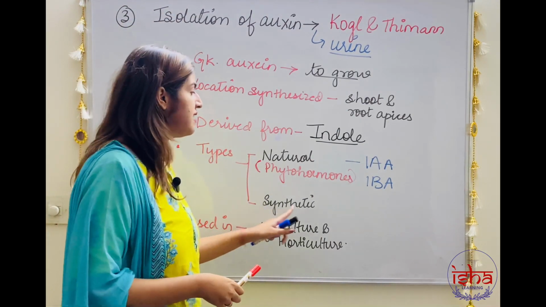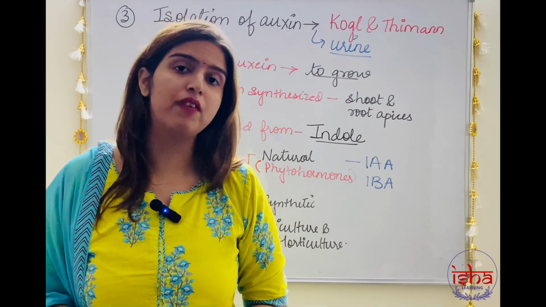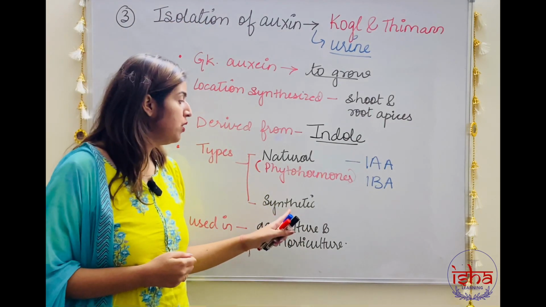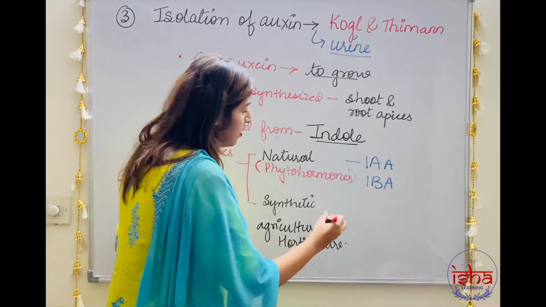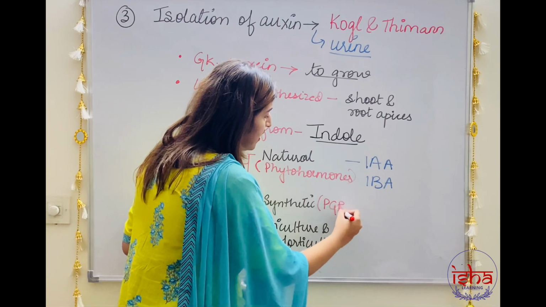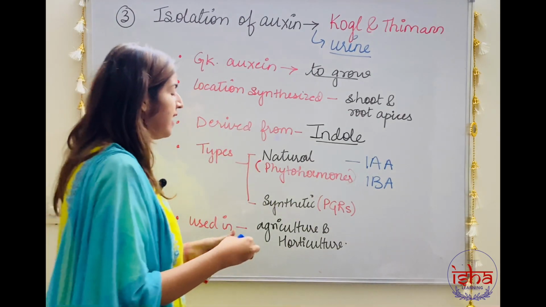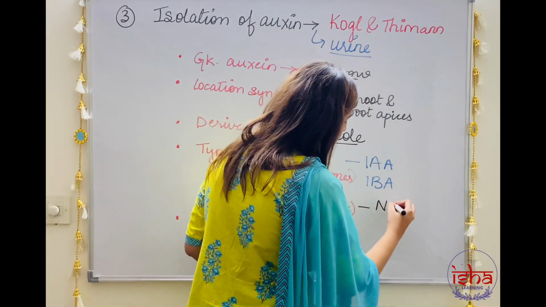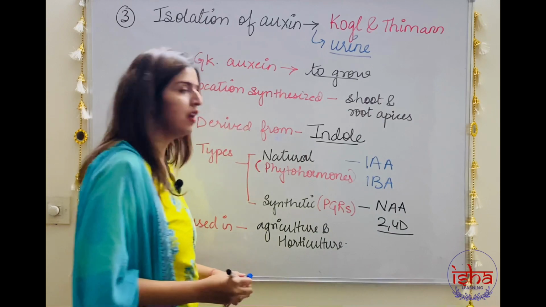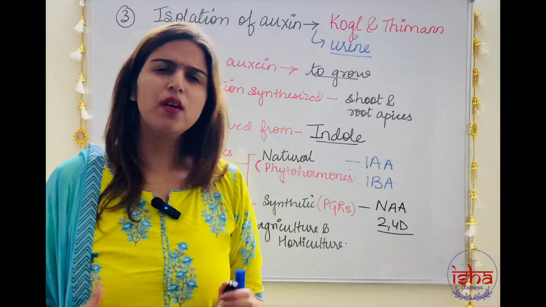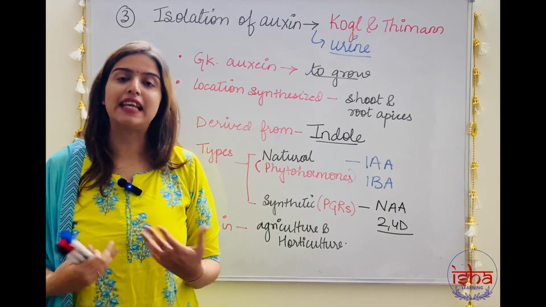Now the second category is synthetic auxins. This means that these are the auxins we have artificially manufactured, and as we've already discussed, they will not be called phytohormones. Instead, they will be called plant growth regulators, shortly abbreviated as PGRs, plant growth regulators. Auxins that fall in this category include naphthalene acetic acid and 2,4-D, that is a common herbicide. Now, where are these auxins used? Well, they are very commonly used in agriculture and horticulture practices. Horticulture is raising the flowers.